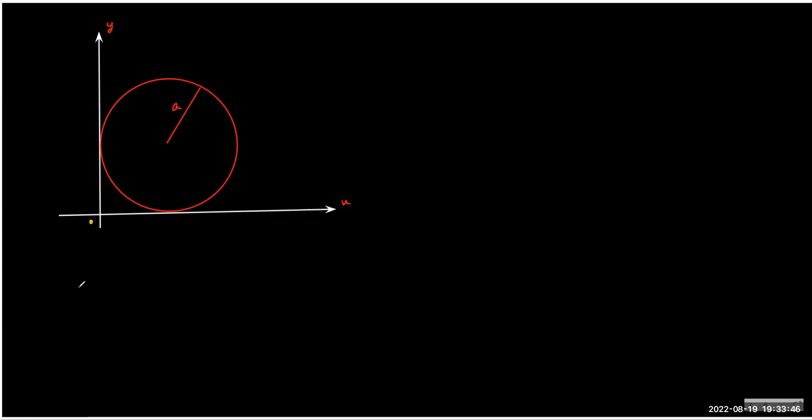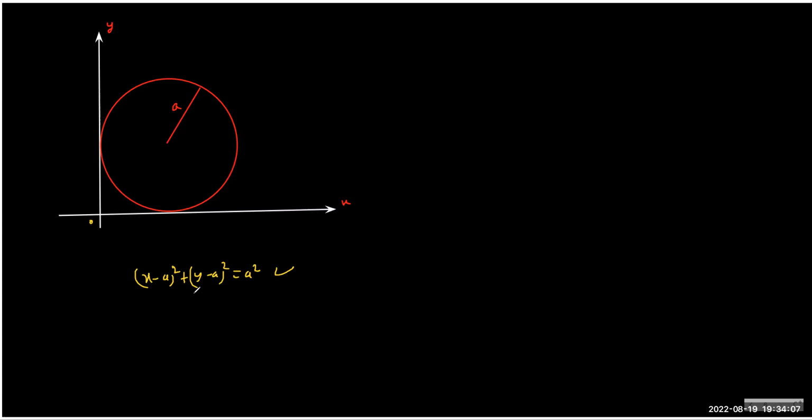So I got the answer as a equals root of (x minus a) whole square plus (y minus a) whole square. Yeah, so you can square both sides. No? (x minus a) whole square plus (y minus a) whole square equals a square. That's the right answer. That's pretty much the right answer.